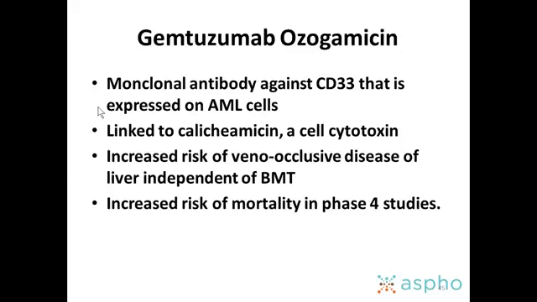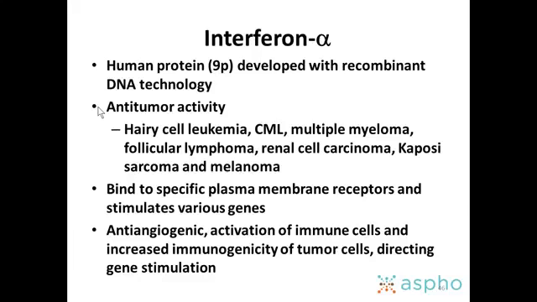Similarly, gemtuzumab ozogamicin is a monoclonal antibody against CD33, which is expressed in AML cells. It is linked to a cell toxin called calicheamicin. It's this calicheamicin bit which can cause hepatotoxicity, which is noted independent of bone marrow transplant, and it was withdrawn because of some increased mortality noted in phase 4 studies in adults.